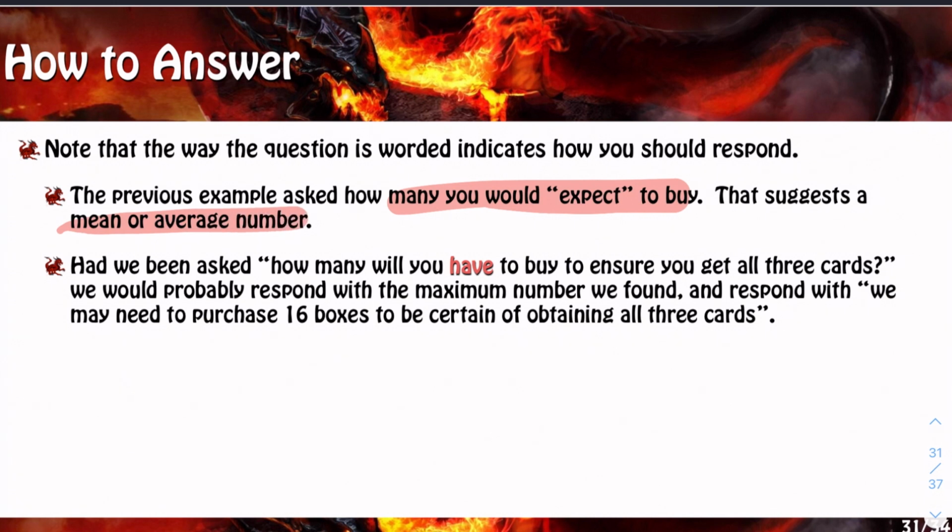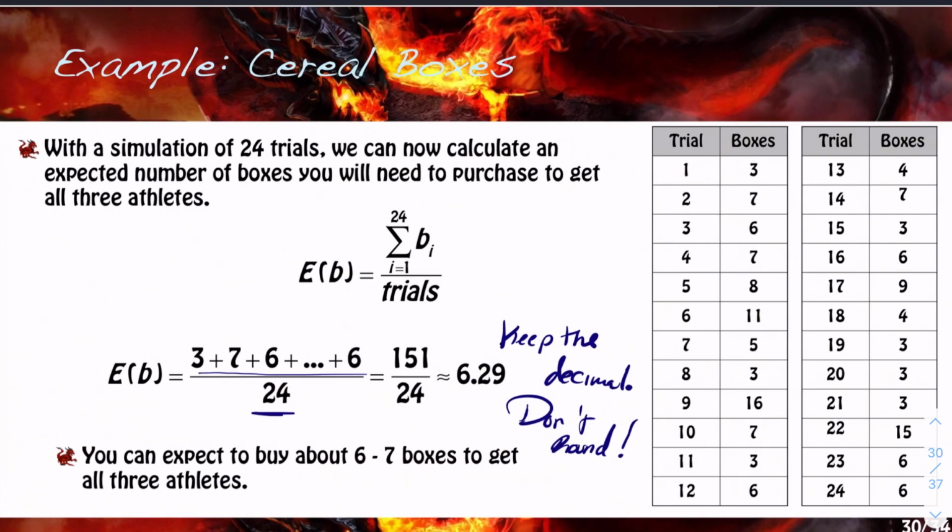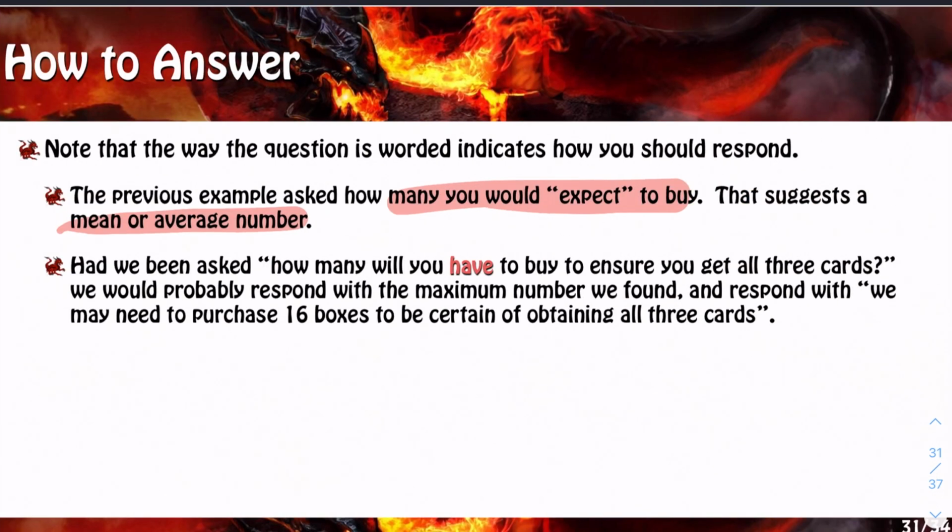Had we been asked how many will you have to buy to ensure that you get all 3 cards, we would probably respond with the maximum number we found and say, we may need to purchase 16 boxes to be certain of obtaining all 3 cards. Now, where does 16 come from? Well, if you look at our trials, the longest it took for us to get all 3 was 16. So in order to ensure from our simulation that we get all 3, we would have to buy the maximum number.